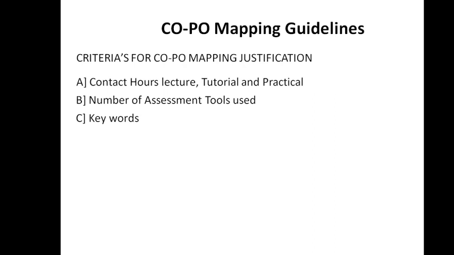And the next very important concept is course outcome and program outcome mapping guidelines, that is, CO/PO mapping guidelines. We have 3 criteria for justifying CO/PO mapping. One is contact hours: lectures, tutorial and practical. Based upon this you can give the mapping. The next one is the number of assessment tools used for a particular course. And the third one is keywords. So let us move to these three criteria in detail.